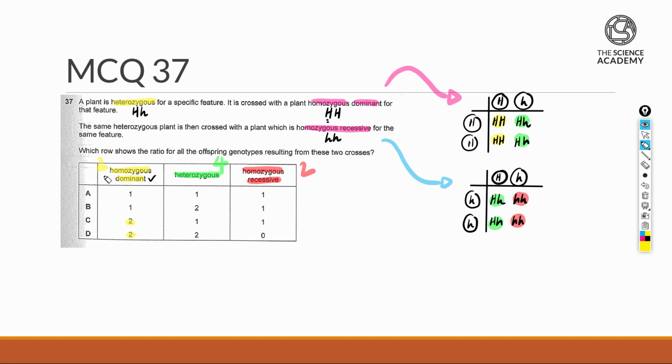If we convert it towards the simplest ratio, then it's going to be that of 1:2:1. In the simplest ratio, the answer is B.